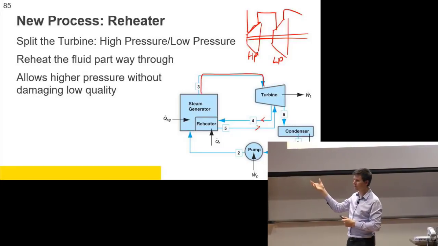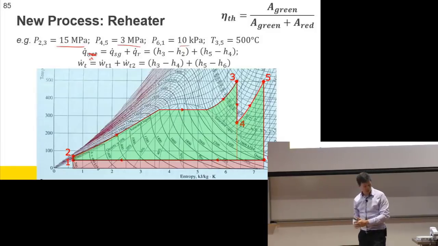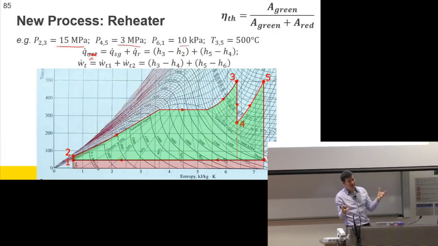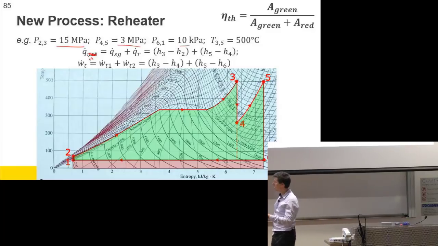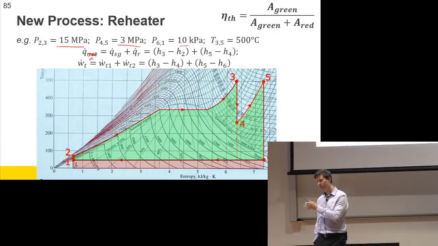The analysis is a little bit more complicated, but hopefully you can see that we've got quite a large green area. If we said green area is good and green plus red is the bad, so forth, red is bad, you can see we've increased our green area considerably while reducing our red area and maintaining our turbine quality. So this is something you would want to do. And this is something that is done in practice.